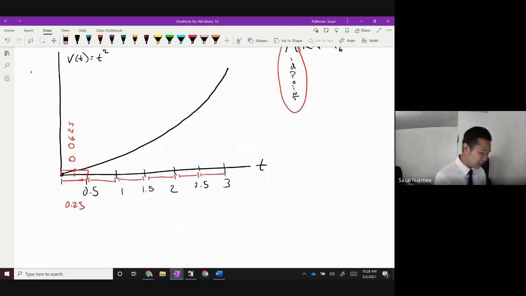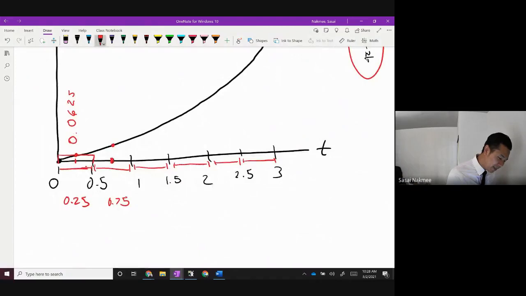Monica was kind enough to give me the one between 0 and 0.5, which was 0.25. Who's kind enough to give me the next one between 0.5 and 1? 0.75. That's going to be right here, right? 0.75 is between 0.5 and 1. So what's the height of this next rectangle? Well, it's 0.75.